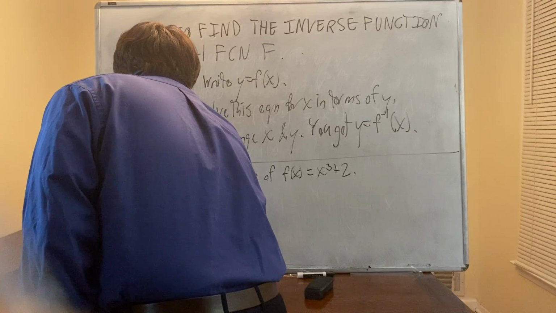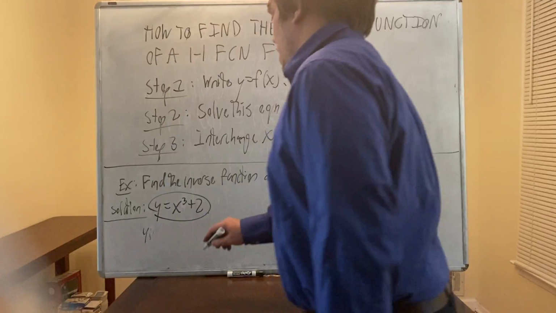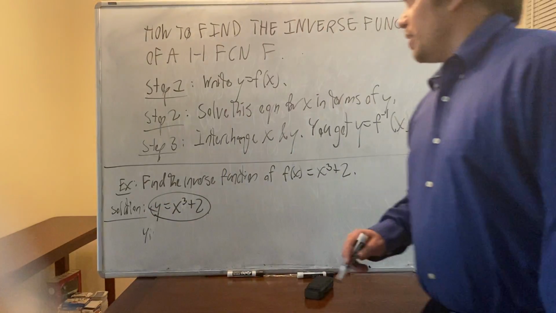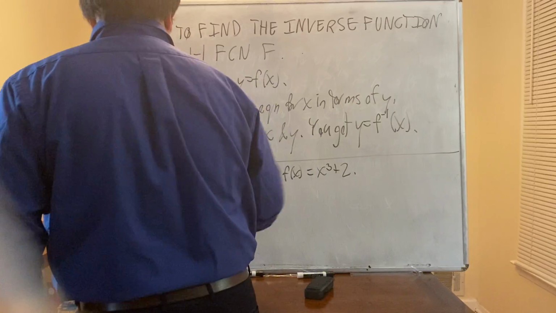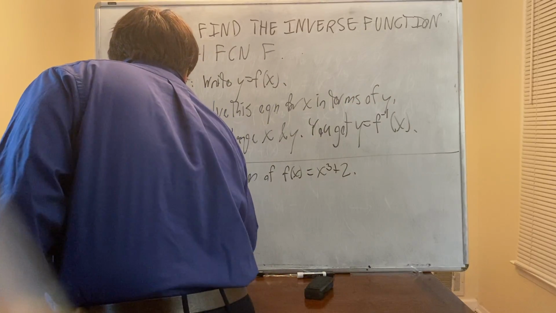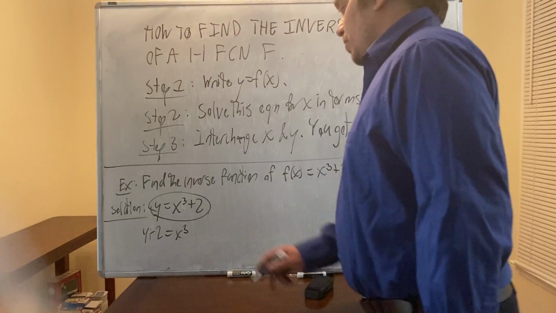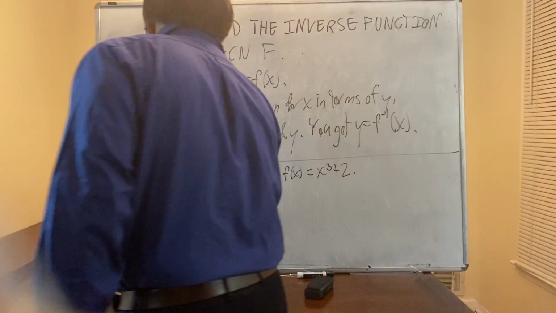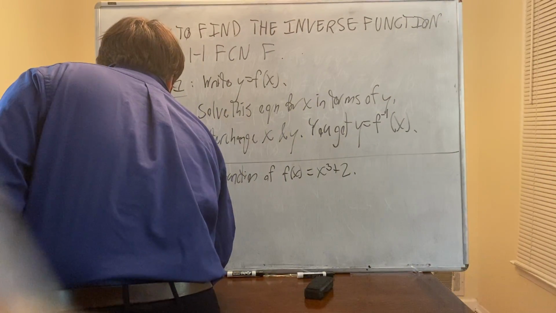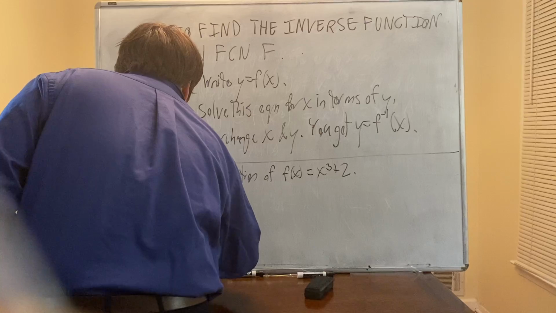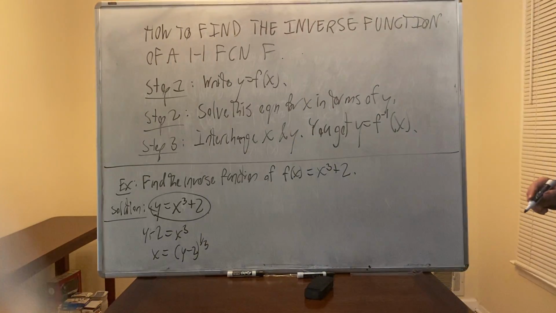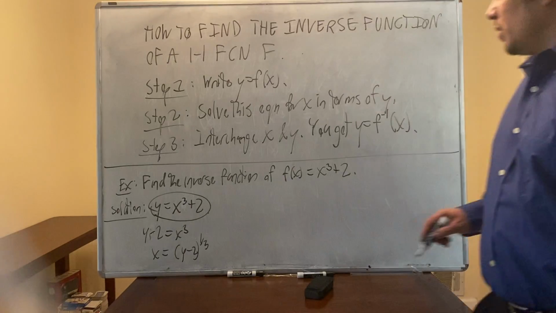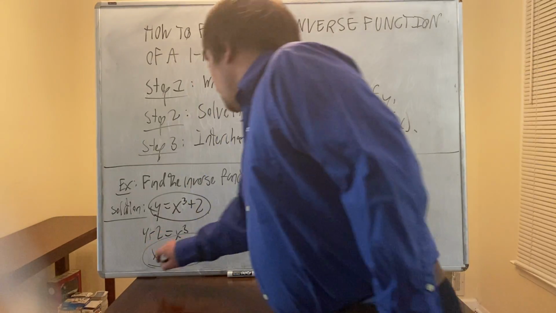Next, I'm going to circle this, since right away we finish step 1. Step 2, we're going to solve for x in terms of y. So y minus 2 equals x cubed. I got the x on one side. And then if I take the cube root, I get x is equal to y minus 2 to the 1/3 power. Right? So now I solve for x in terms of y.